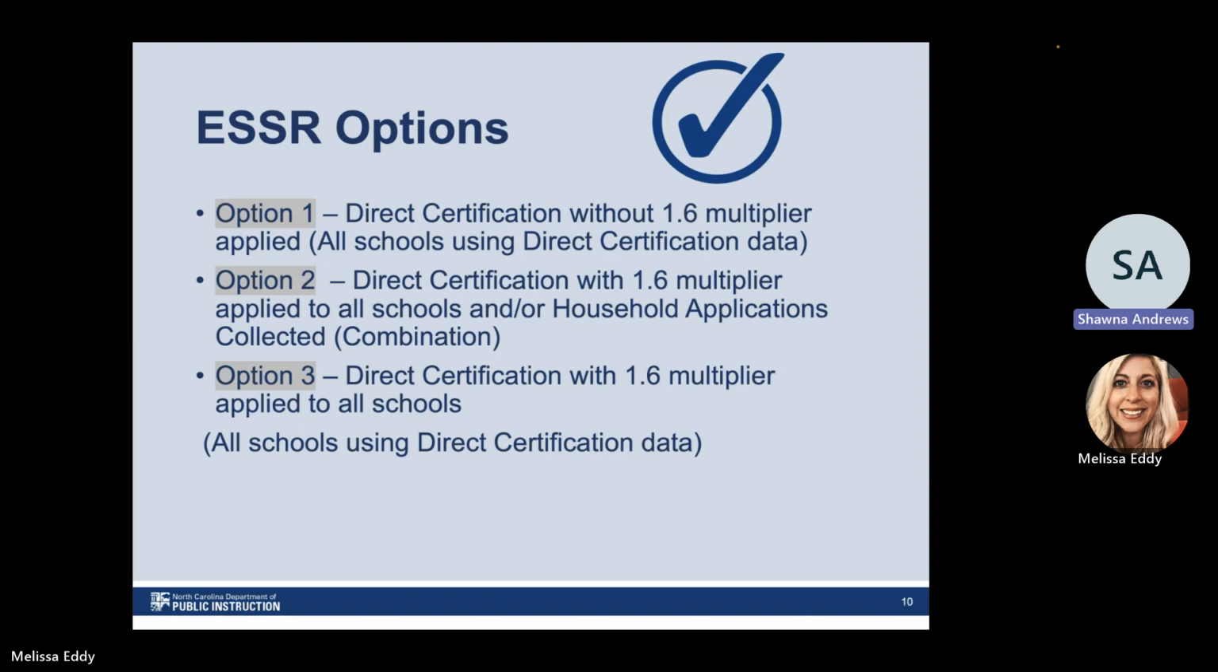So the difference between option 1 and option 3: option 1 is direct certification without the 1.6 multiplier for all schools, and option 3 is direct certification with the 1.6 multiplier applied to all schools.